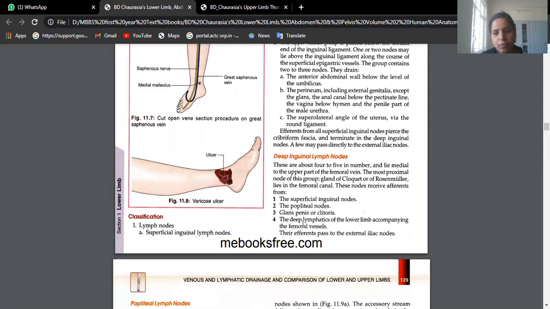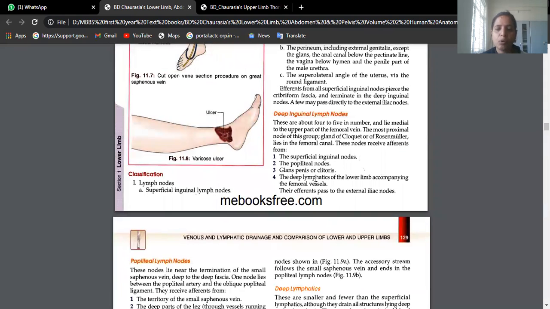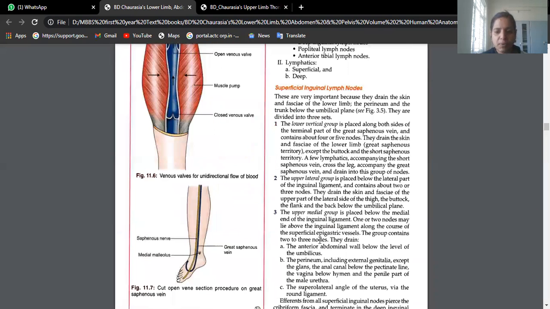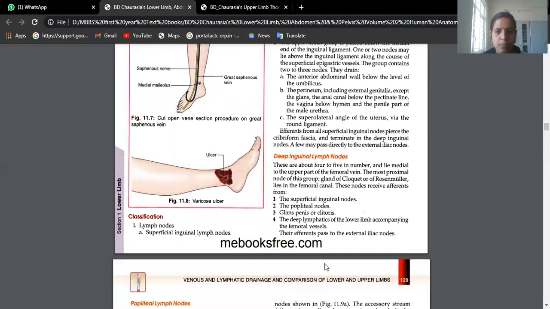The superficial inguinal lymph nodes will drain into the deeper group. What did I say? Lymph node of Cloquet or Rosenmuller, which you find in the femoral triangle, femoral canal. Okay, so all these areas like superficial inguinal lymph nodes, popliteal nodes, glans penis, deep lymphatics, they all drain into the deep inguinal group of lymph nodes. Just read this once, it is a very important answer. Okay, inguinal group of lymph nodes.